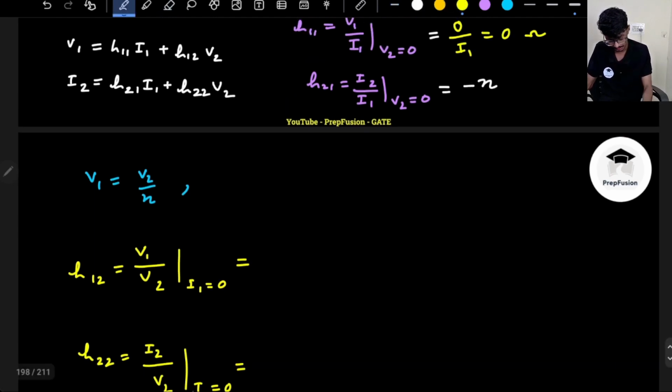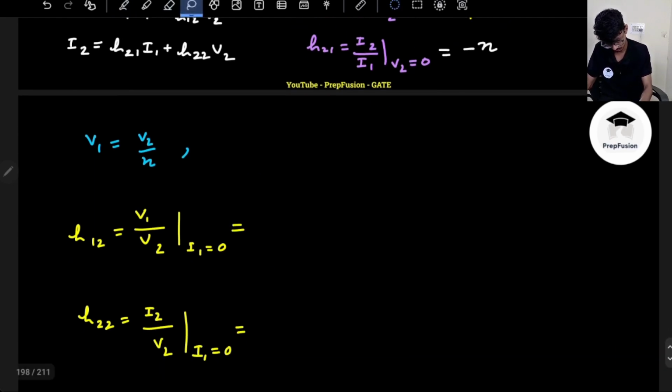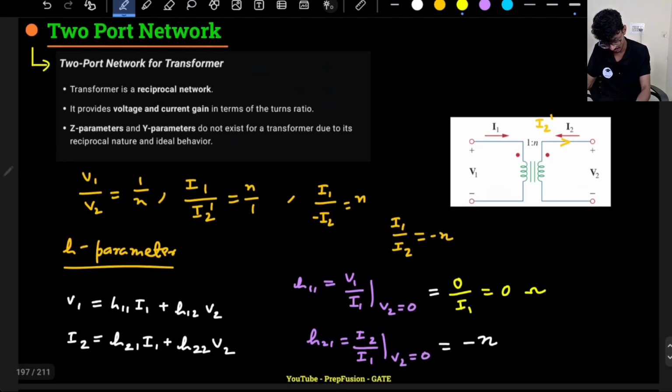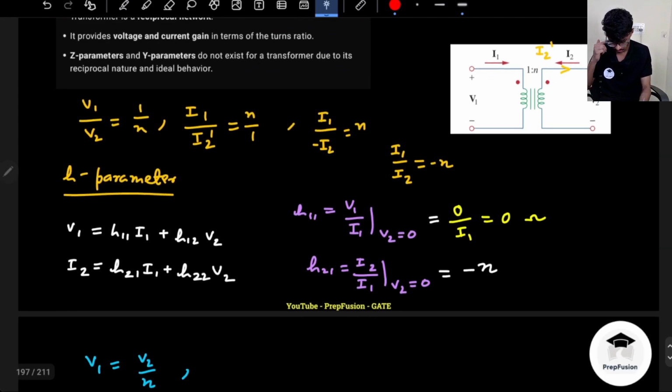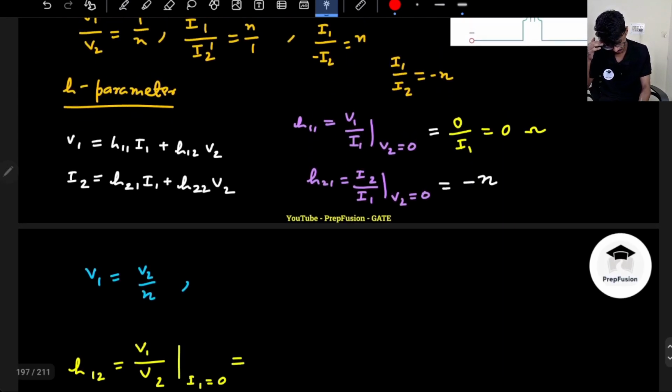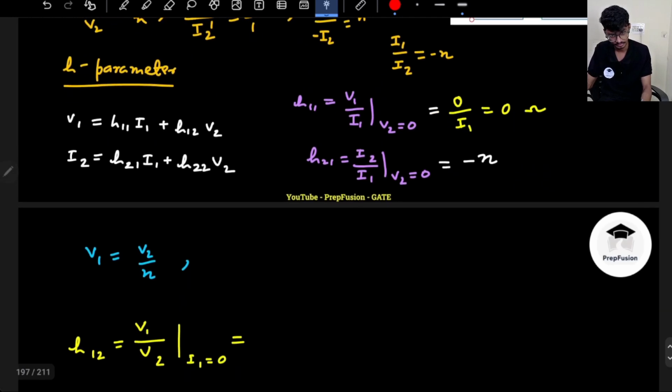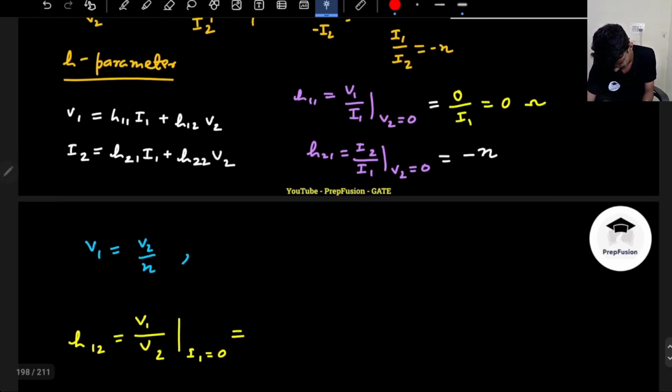So I can directly say here that V1 divided by V2 is unconditional, right? V1 divided by V2 is always 1 by n. Okay, so V1 divided by V2 is always 1 by n, correct?